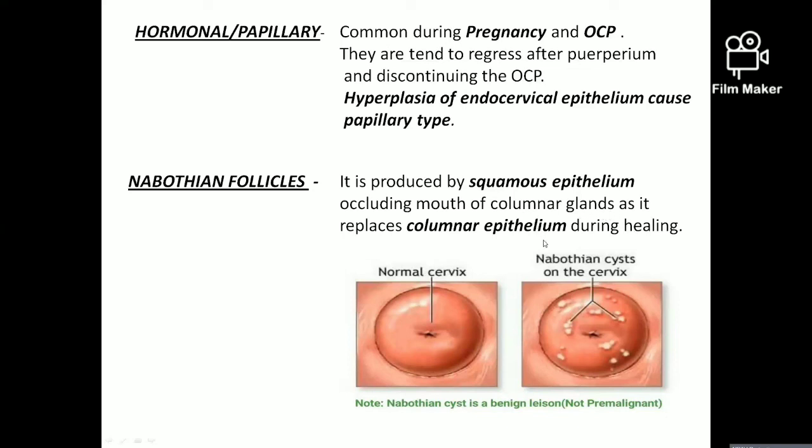And these blocked glands are distended with secretions. These blocked glands are distended and the secretions are seen in the form of small cysts. So these small cysts can be seen with the naked eye. This is the picture of a Nabothian cyst, also called Nabothian follicles. We will see how it is diagnosed. So we have to remember, it is neither malignant nor pre-malignant.